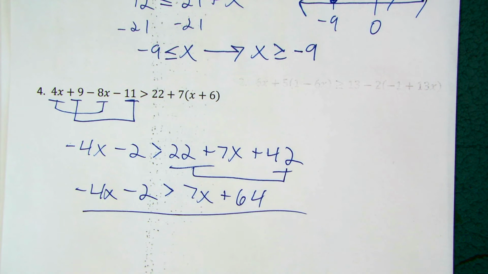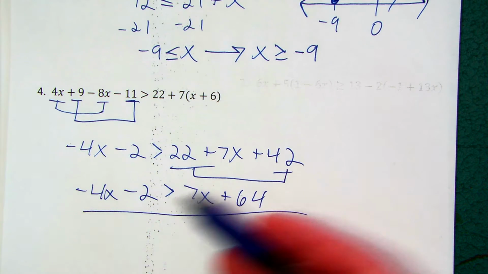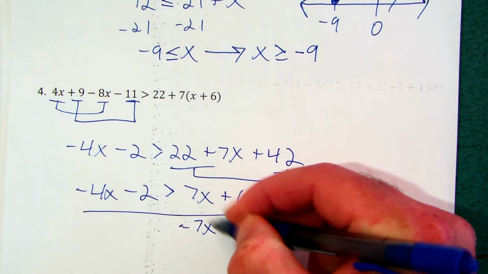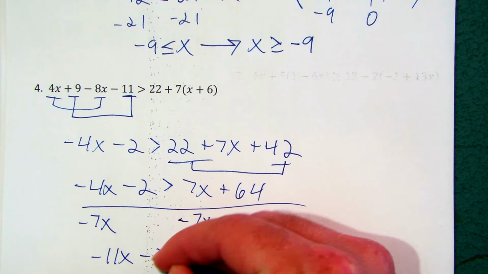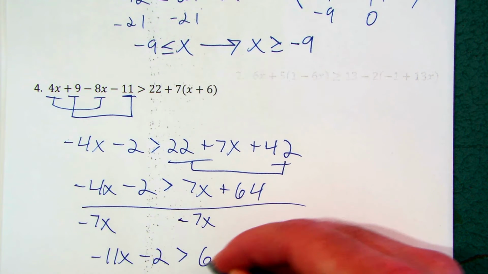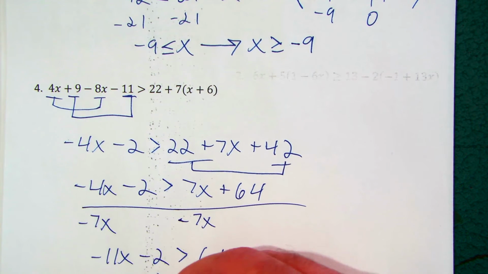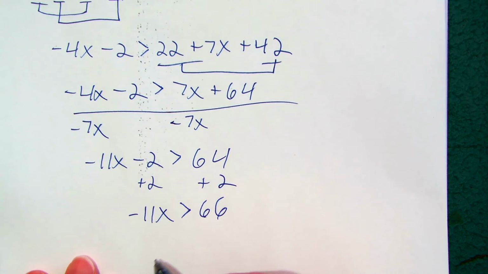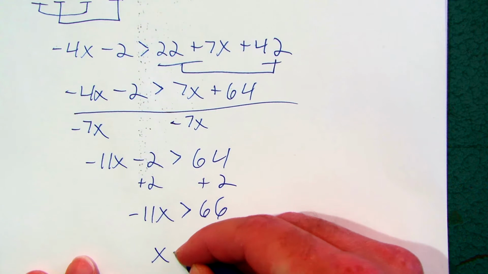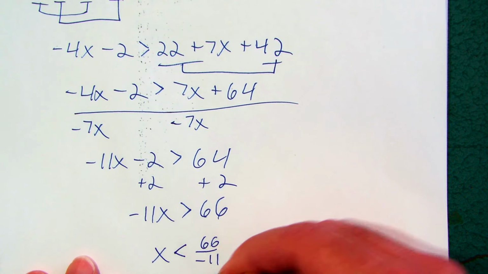So again, there's really no great way to get this done. Whether you want to add 4x to both sides or subtract 7x, you're still going to be flipping around that inequality here. So when I go to divide both sides by negative 11, I got to flip my inequality. So x is less than negative 6.